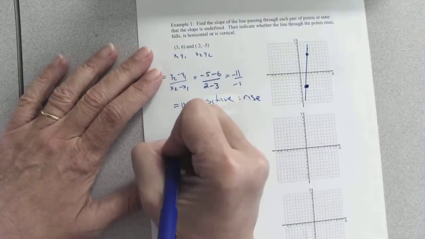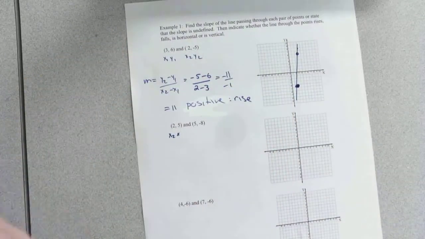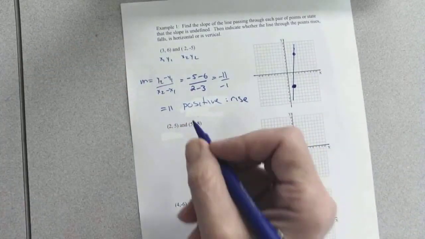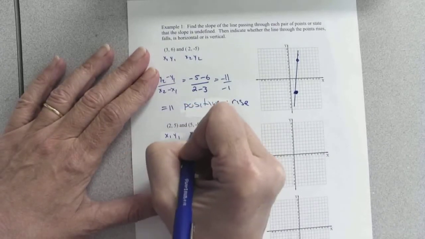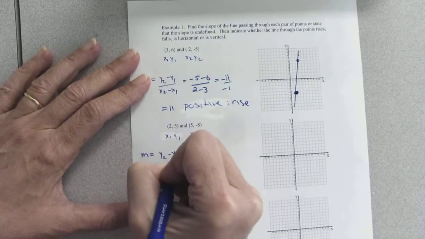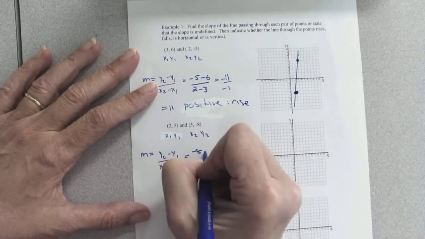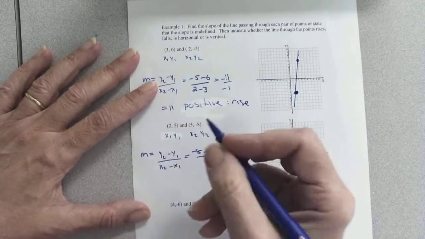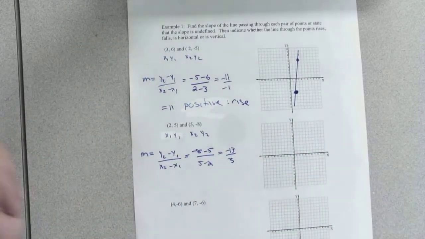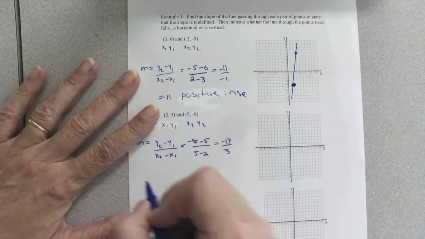Do it again. I could label them x2, y2. Doesn't matter, but we'll go in order. x1, y1, x2, y2. And so m equals y2 minus y1 over x2 minus x1. And so that's negative 8 minus 5, and 5 minus 2, which is negative 13 over 3. Leave it like that. Don't tell me what decimal that equals. I do not care what decimal that is.